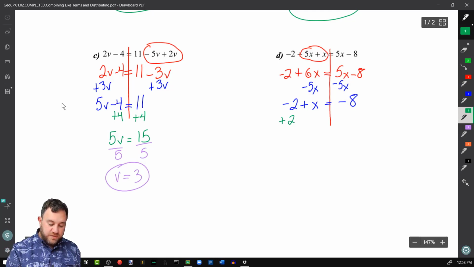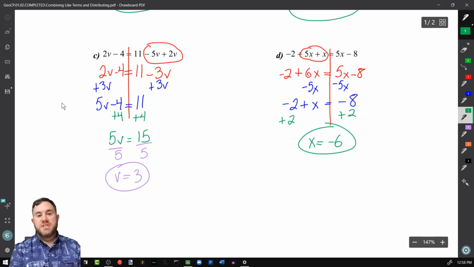To get rid of this -2, we'll add 2 to both sides. So x is -6.